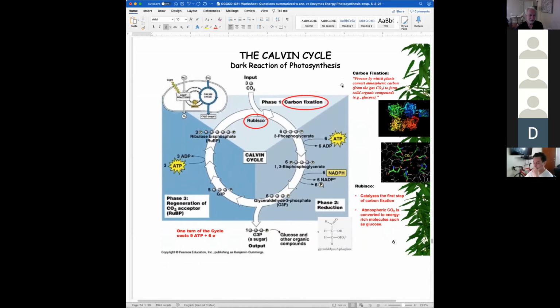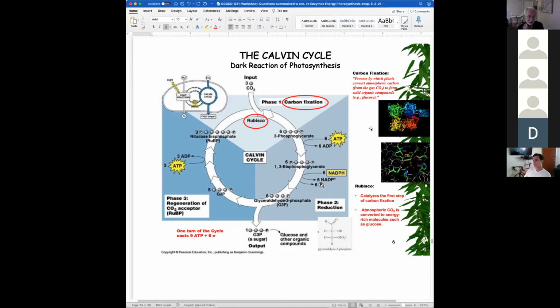Now, the Calvin cycle is pretty amazing because what it does is takes energy from the light reaction. Remember, the Calvin cycle is the dark reaction of photosynthesis. It takes energy from the light reaction plus carbon dioxide, a gas, and converts the carbon from carbon dioxide into sugar.